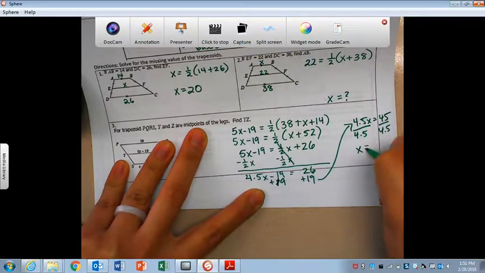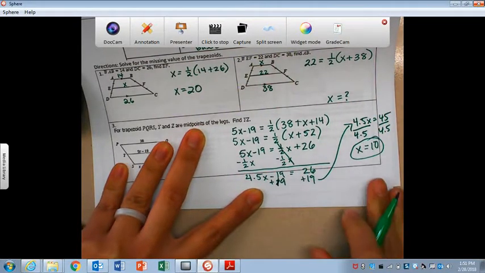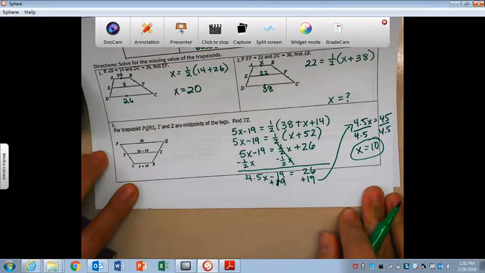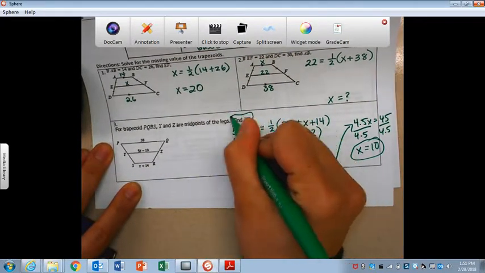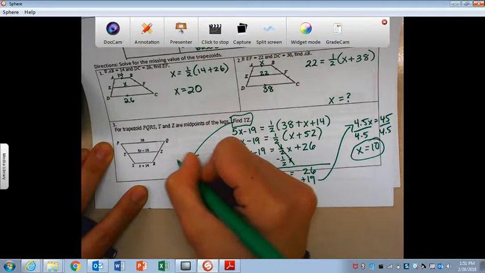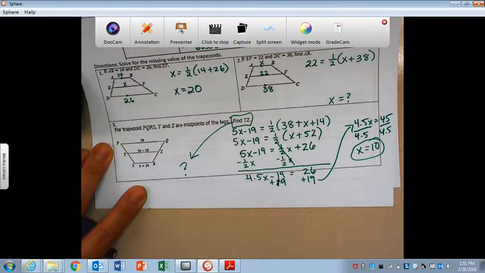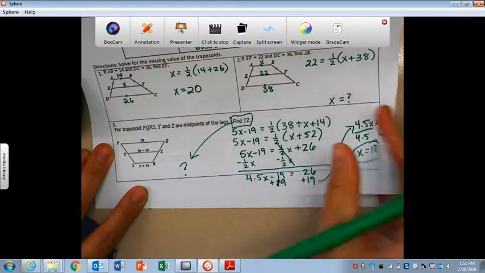X equals 10. Are we done? Nope. So you have to find yz. What's our value for yz? Go ahead and plug in. Okay?